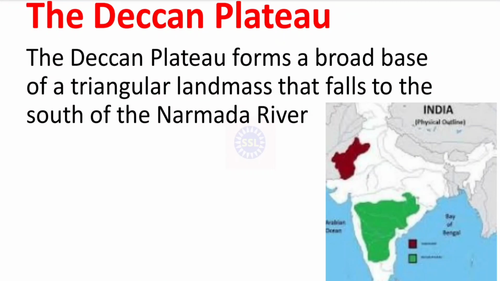And the Deccan Plateau. The Deccan Plateau forms a broad base of triangular landmass that falls to the south of the Narmada River. Here observe, here we can locate Narmada River. This is the Deccan Plateau. It is triangular in shape.